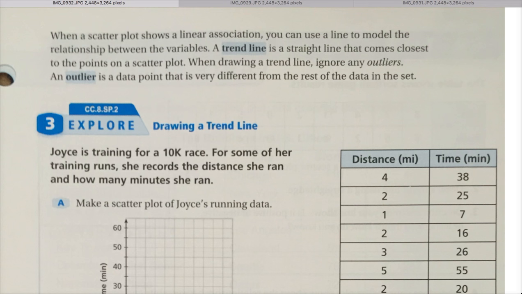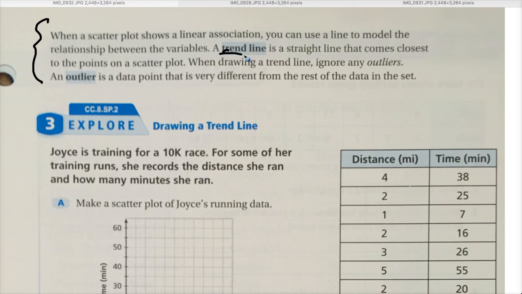Okay, and our last one. Mine's a little fuzzy here, sorry about that. Read along the top with me. When a scatter plot shows a linear association, you can use a line model to model the relationship between the variables. A trend line is a straight line that comes closest to the points on a scatter plot. When drawing a trend line, ignore any outliers. So that's going to be important. An outlier is a data point that's very different from the rest of the data. So let's take a look.